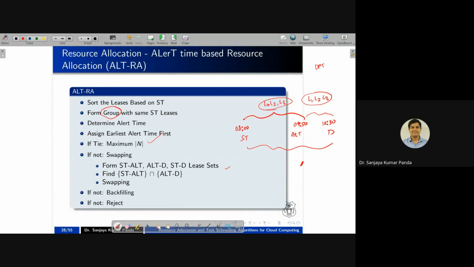But if the swapping is also not successful, then you have to go for the process of backfilling. Again, if swapping is not successful and backfilling is not successful, then finally you have to reject the lease, right? So this is the way the ALT-array actually works.